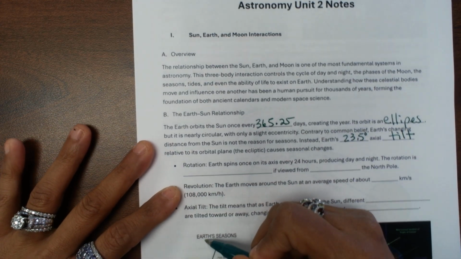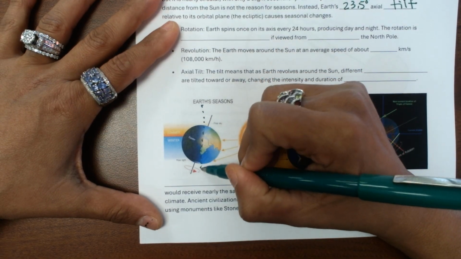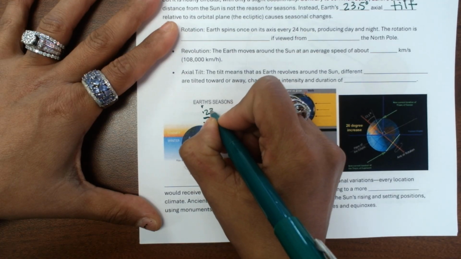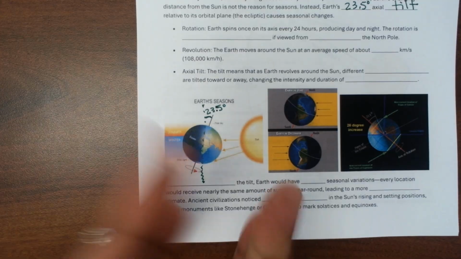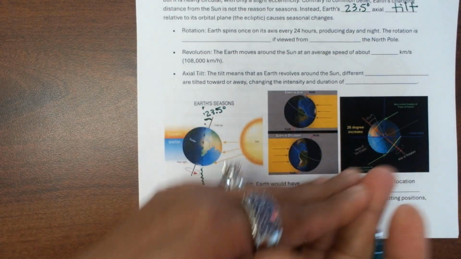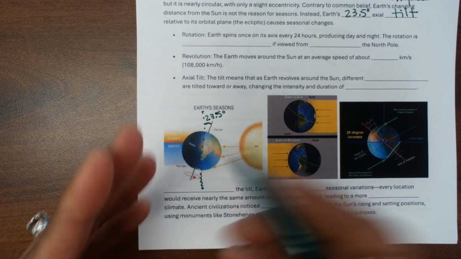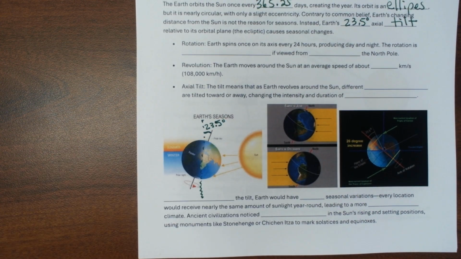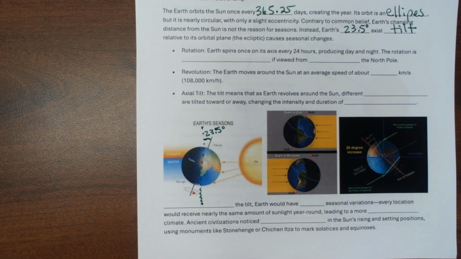Rather than Earth sitting straight up and down, it actually has right here this 23.5 degrees of a tilt. And that's the reason. Being closer to or further from the sun is the reason why we actually have our seasons, unlike what most people probably believe.